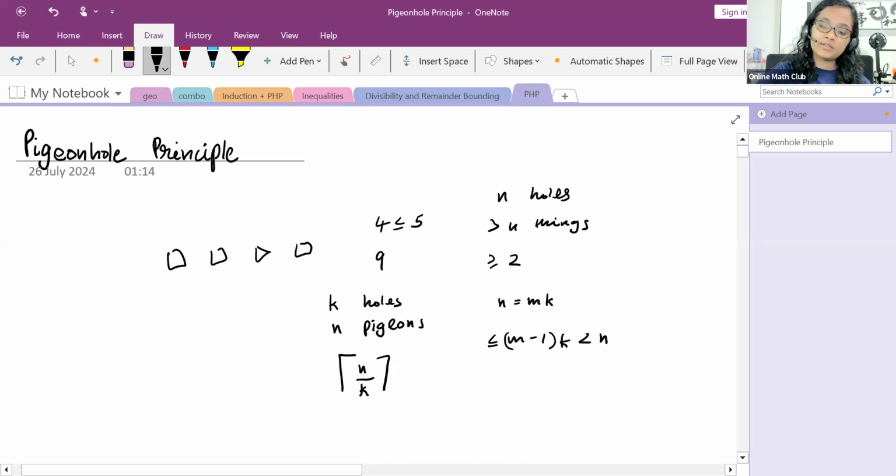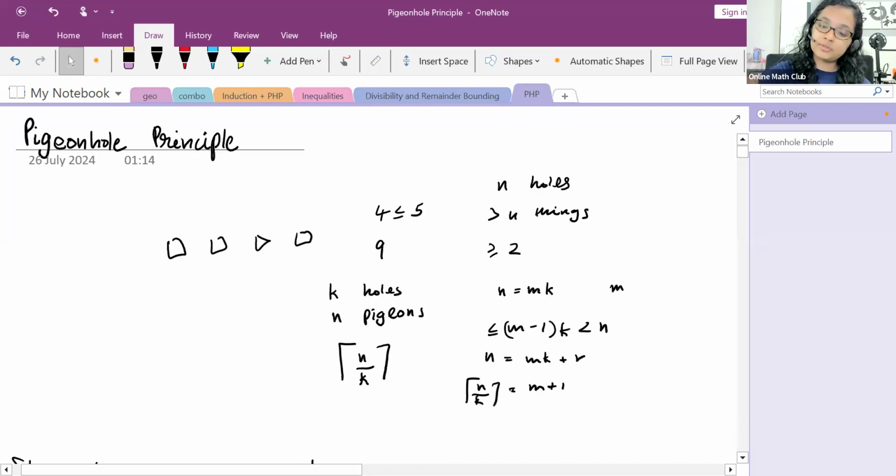And in the other case, if n is more than k, then you'll have n is equal to say mk plus r. And this quantity will be m plus 1. Right? In this case, the quantity was m. And here, if you have at most m things in each hole, then you'll have only mk things in total, which is less than m. So in both cases, you need to have at least the ceiling function of n by k things in each hole.